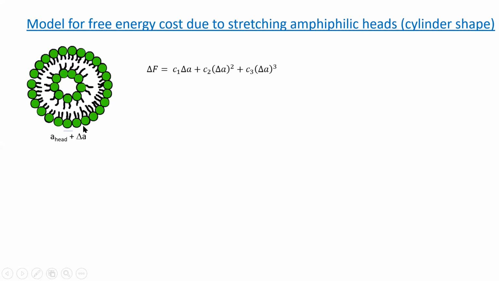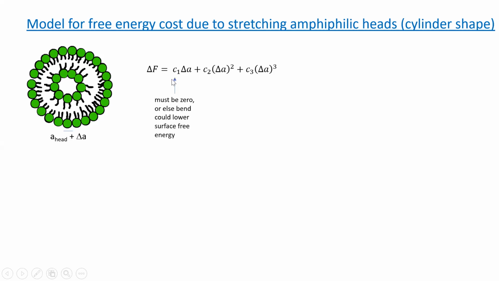Okay, well, here's our amphiphilic double bilayer, and here is one of the hydrophilic heads, and it's being stretched from its optimal area A head to A head plus delta A. Similarly, it's not shown here, but the inside would have been contracted to A head minus delta A. So we can say that the change in the free energy can be expanded as a series in delta A, delta A squared, and delta A cubed.